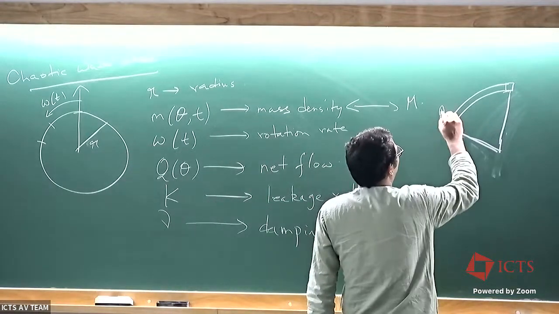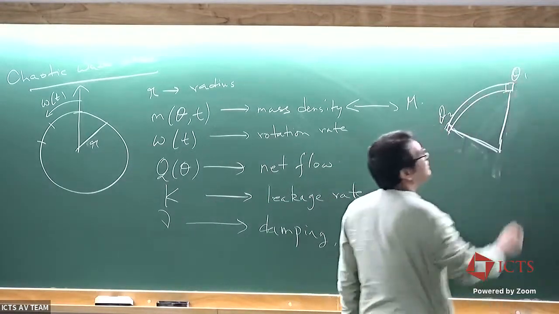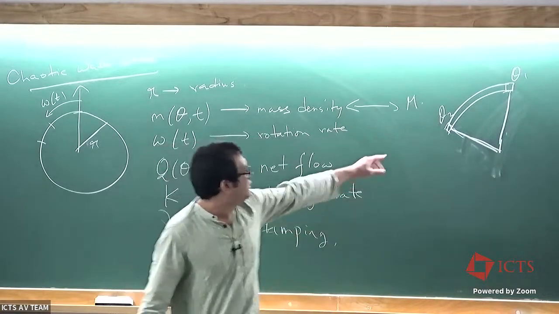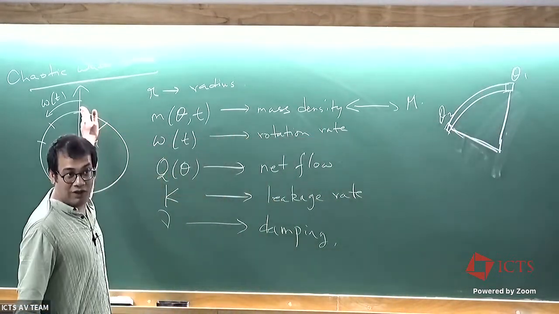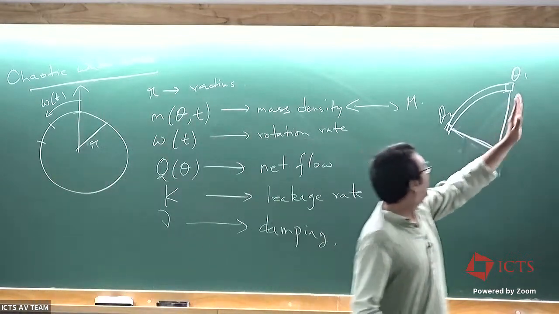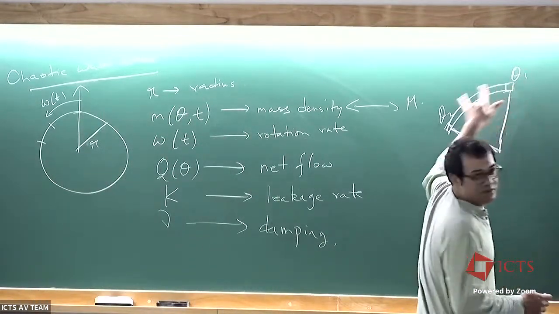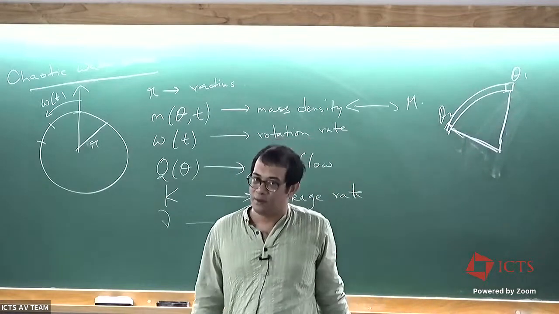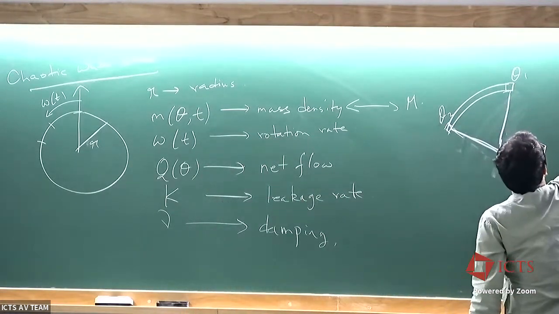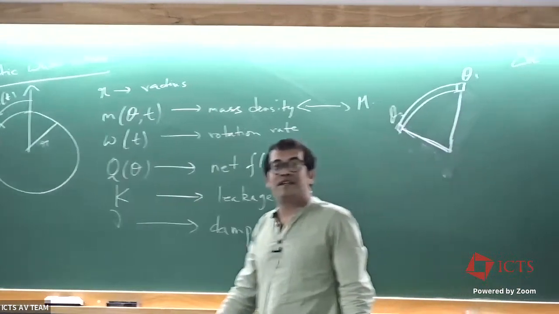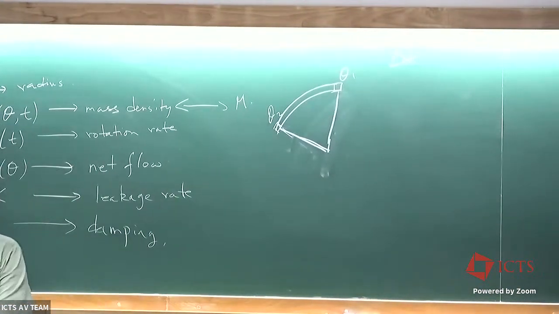Let's say this is some angle theta. In the global picture, remember, this is 12 o'clock, 0 degrees. So I've taken an arc here, and it subtends the two angles, theta 1 and theta 2. So the question is, in time delta t, I'm assuming delta t to be small, so I can assume omega constant.